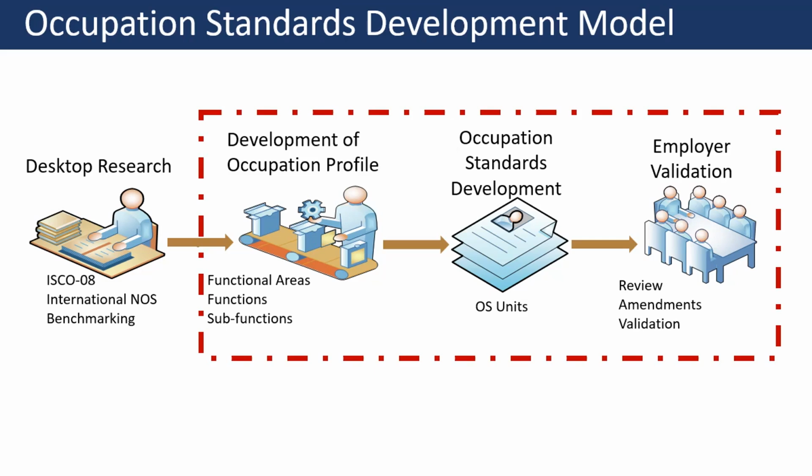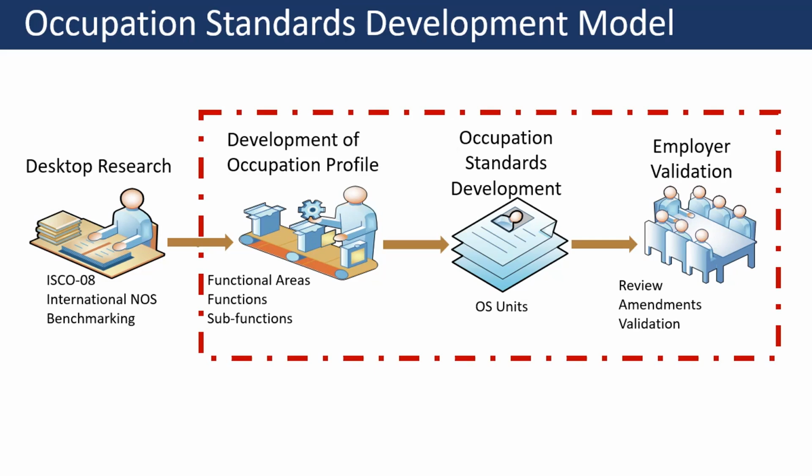Desktop research. The process begins with extensive research, which includes reviewing ISCO classifications to ensure alignment with international standards, conducting occupational standards benchmarking, comparing existing standards from other countries or industries. This research provides a solid foundation and ensures international compatibility.